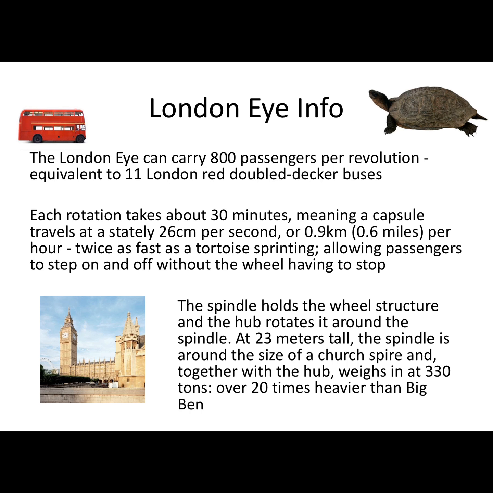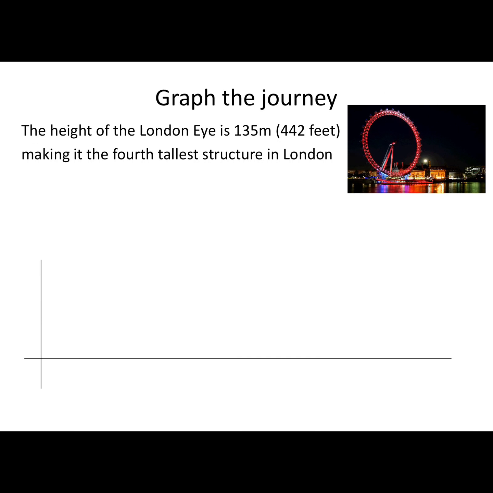All right, here's some things about the London Eye, probably the most famous Ferris wheel that there is, at least right now. I know Singapore has a big one, but the London Eye is kind of the most famous. So you guys can read through that if you want to, but I'm going to save time, and I'm going to go into the actual problem. So let's say that we want to graph our journey if we were to ride the London Eye, okay?